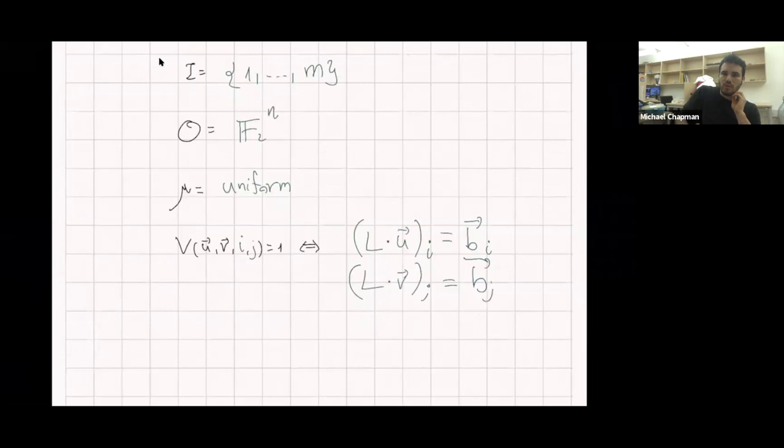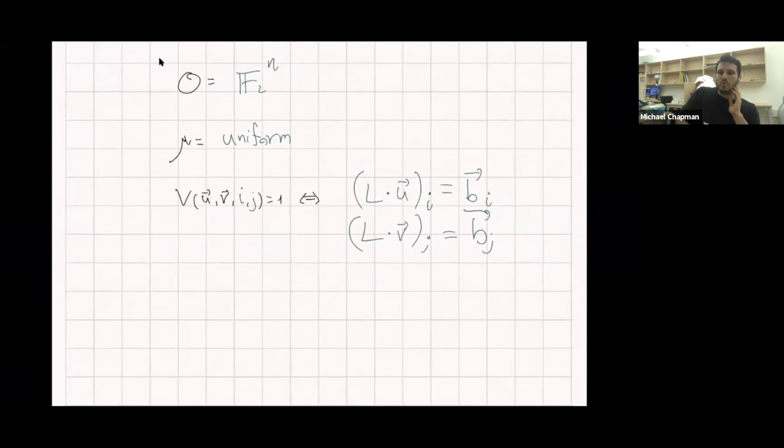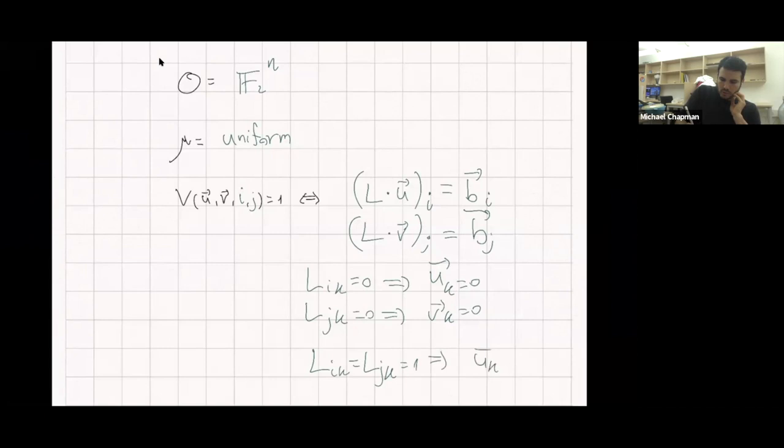Now I have two additional conditions. One of them checks that this is a synchronous game, and the other one checks the consistency. So if Lik is equal to zero, I want that u of k is equal to zero. And similarly, if Ljk is equal to zero, I want v of k to be zero. So if I add these conditions, this game becomes a synchronous game. And I want the last condition: if Lik is equal to Ljk is equal to one, I want uk to be equal to vk. No matter whether they are zero or one, I want them to be the same. This is the consistency condition.